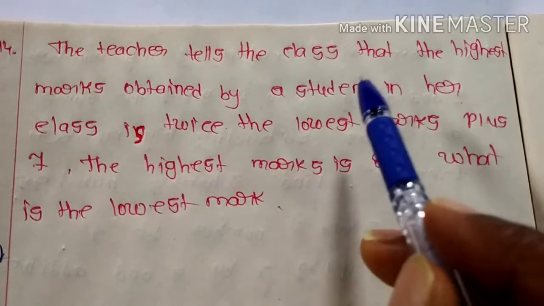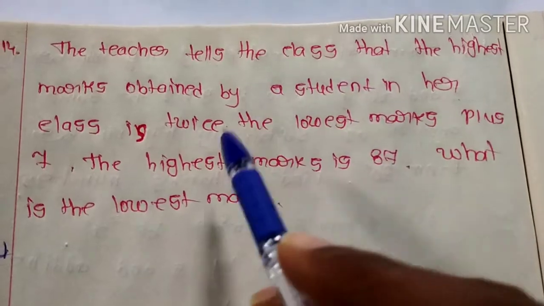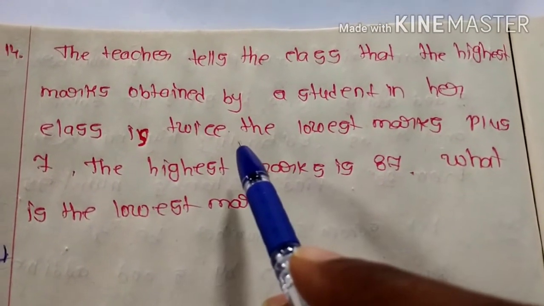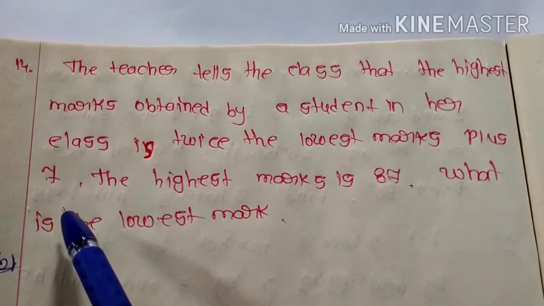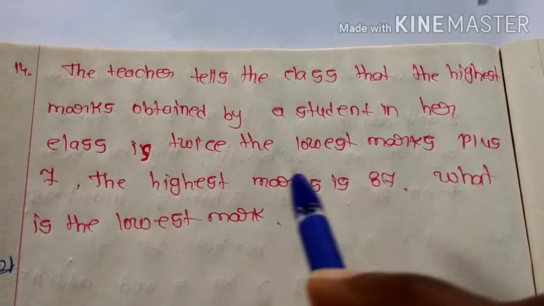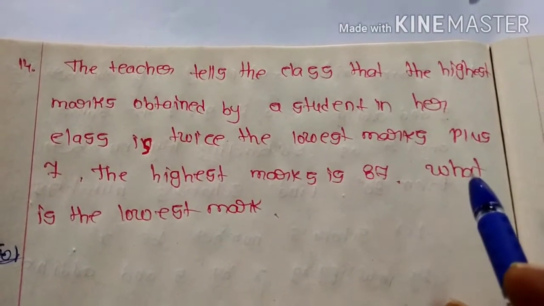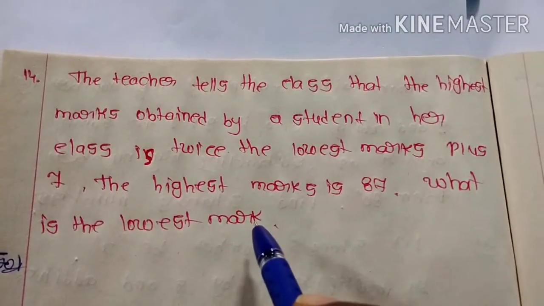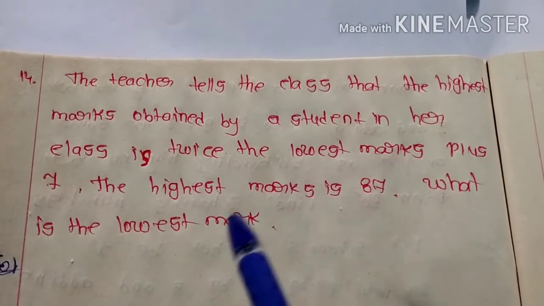Question number 14. The teacher tells the class that the highest marks obtained by a student in our class is twice the lowest marks plus 7. The highest marks is 87. What is the lowest mark? Which is the unknown value or not? What is the lowest mark?